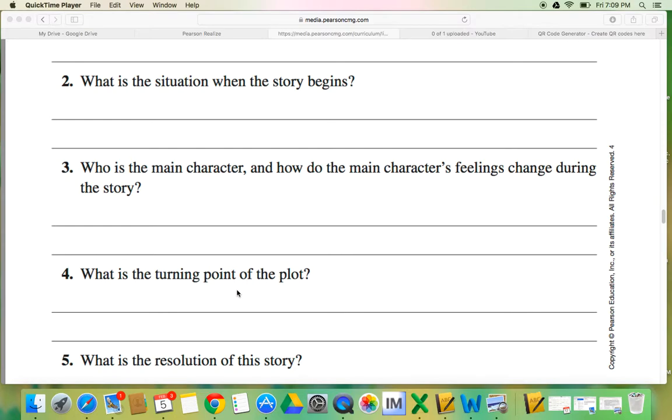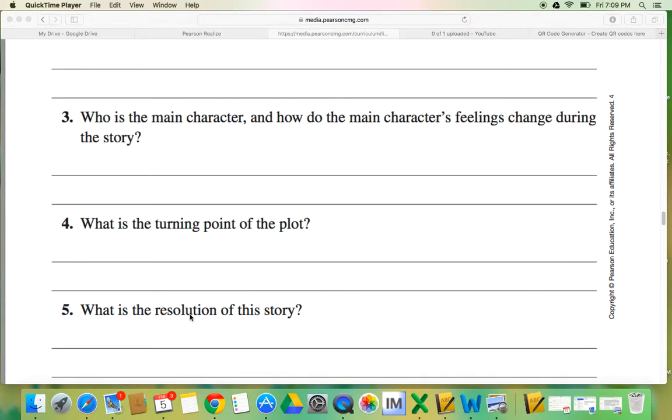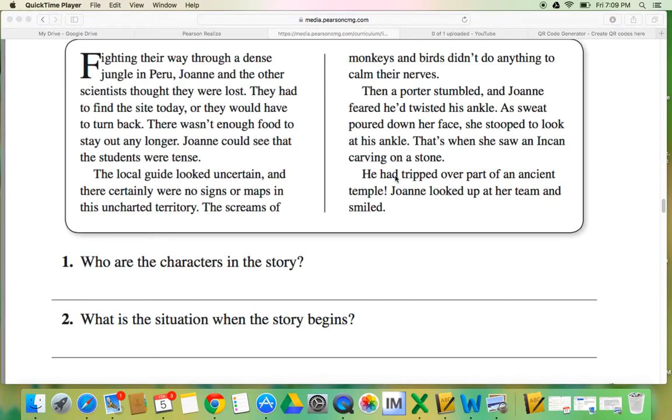This is the most suspenseful part where you can't put it down and you have to figure out what's going to happen next. And last, what is the resolution of the story? Resolution is how is this story solved? How is the problem solved at the end? What happens down here that shows you the ending of the story?